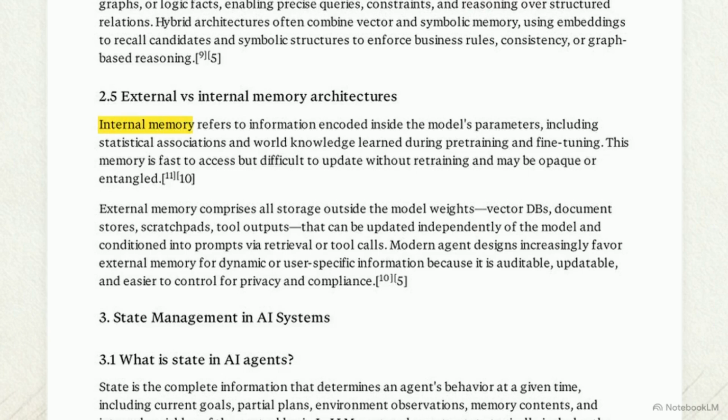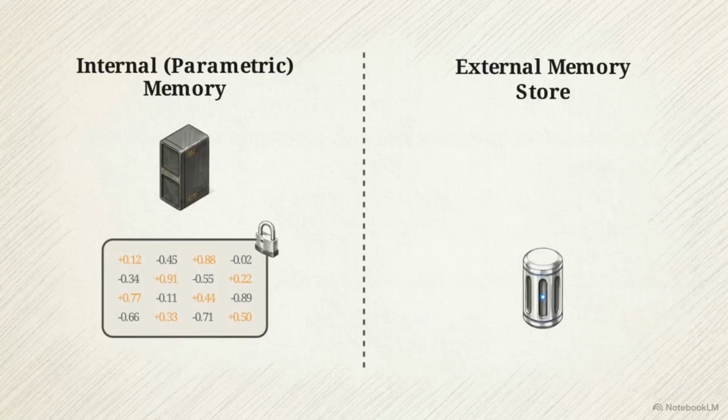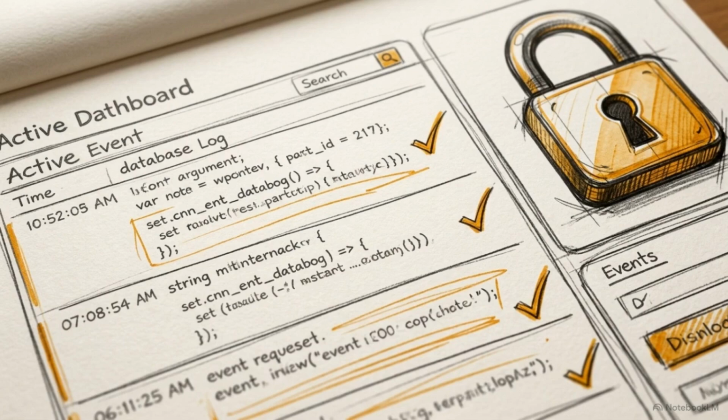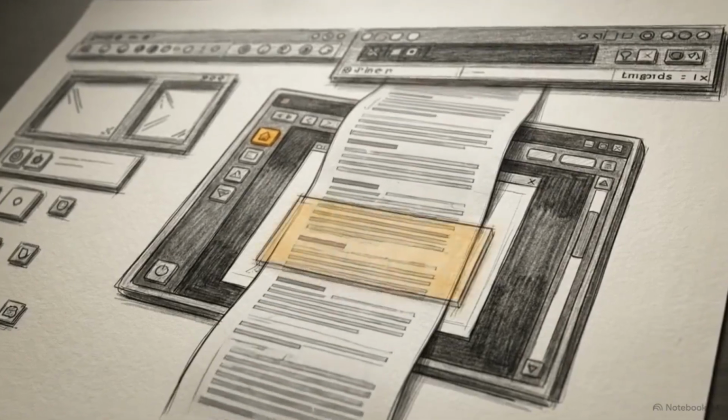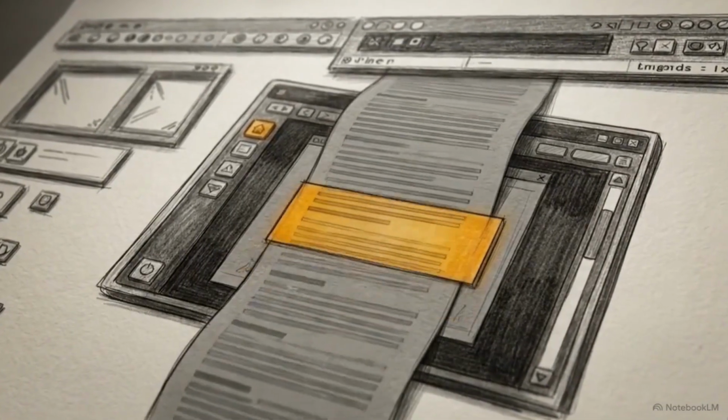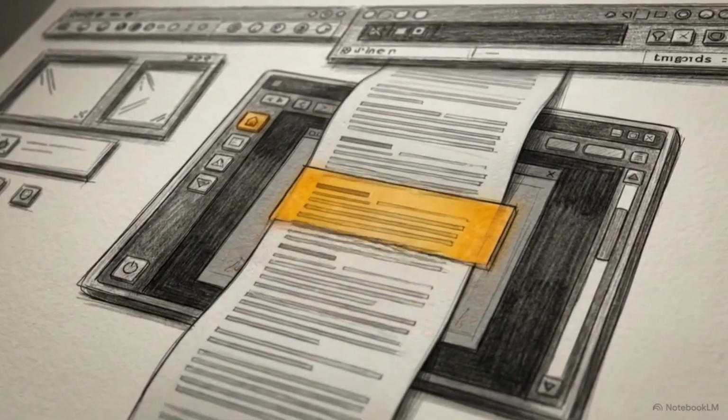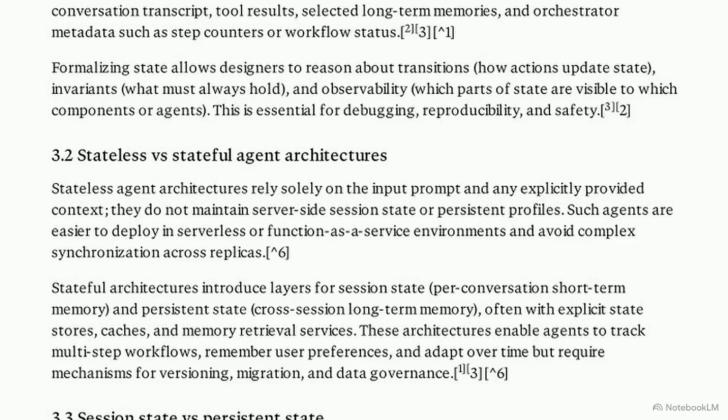There is also the question of location. Internal memory is encoded directly into a model's weights during training, while external memory lives in outside databases. Because internal memory is static and expensive to update, current designs favor external architectures. These outside stores are auditable, can be updated instantly with new data, and allow for much stricter controls over user privacy and regulatory compliance. Ultimately, the quality of an agent's reasoning depends on how well these systems surface relevant information while suppressing irrelevant noise.